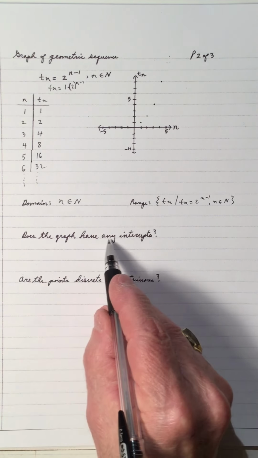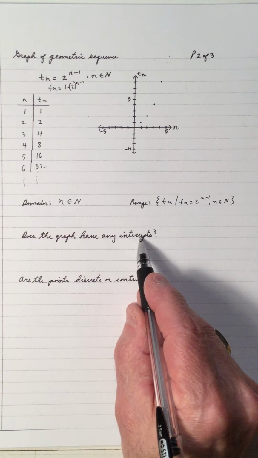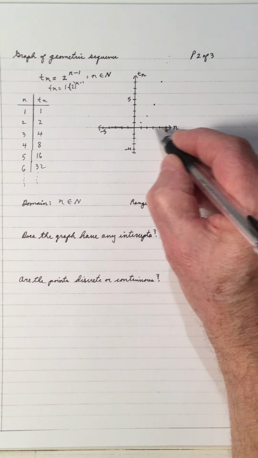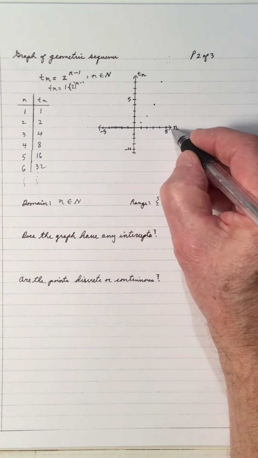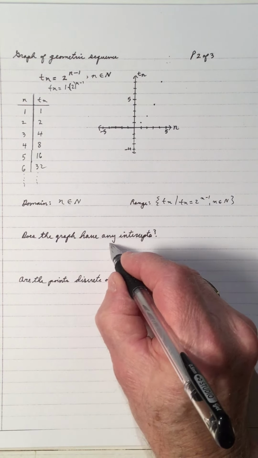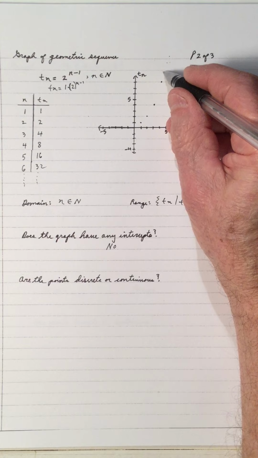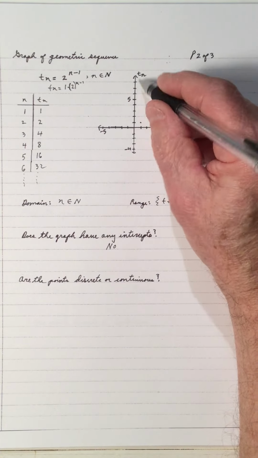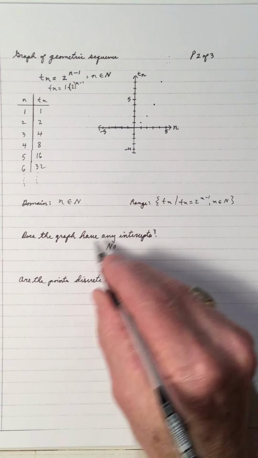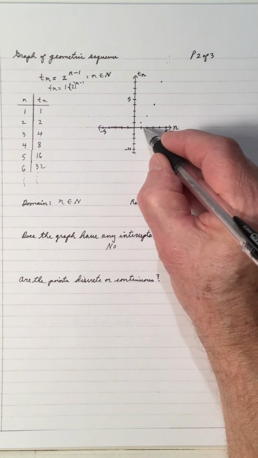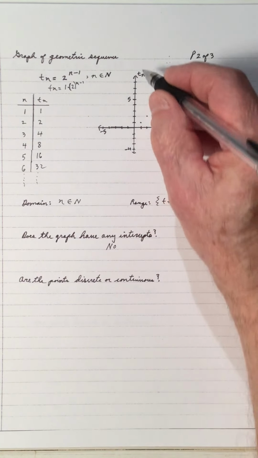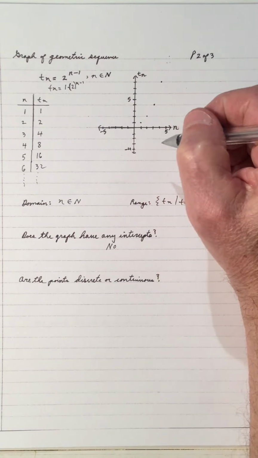Now, does the graph have any intercepts? In other words, does the graph intercept the real axis where n is? And the answer is no. And do these points intersect the Tn axis? No. So there's no intercepts. It doesn't intersect this axis, which is n, and doesn't intersect this axis.